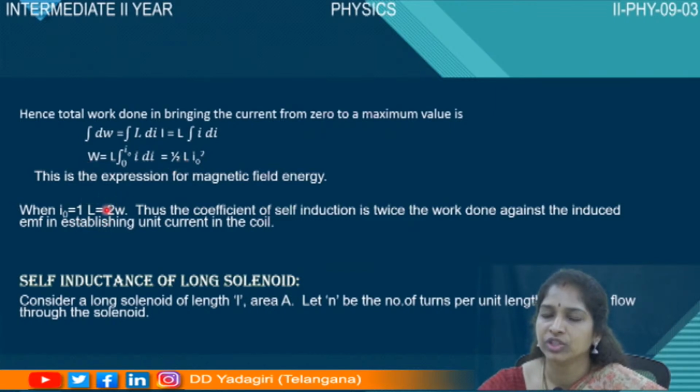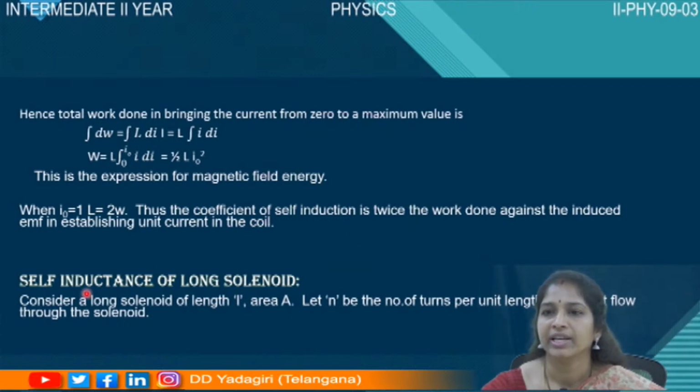So from this equation, the self-inductance or coefficient of self-induction is twice the amount of work done. Why is the work done? In order to increase the current from 0 to 1 ampere. So I can say the coefficient of self-induction is twice the amount of work done in a coil to increase the current from 0 to 1 ampere in the same coil. That is the coefficient of self-induction and the concept of self-induction.